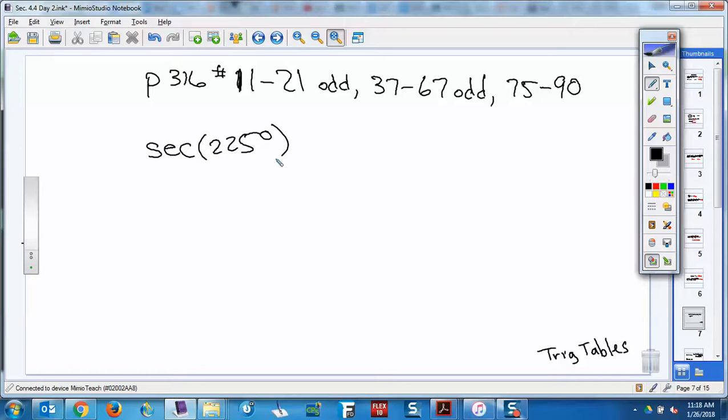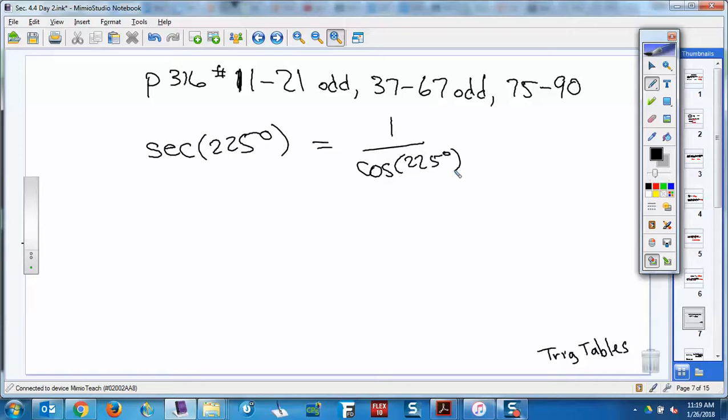So secant of 225, a couple ways to do it. First of all, secant is 1 divided by cosine of 225, right? We have to turn things into sine, cosine, and tangent. So if you get secant, cosecant, and cotangent, it's the reciprocal thing. So one way would be to just do that right there. Let's try it: 1 divided by cosine 225.